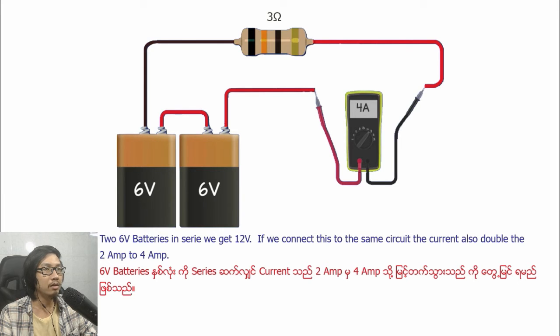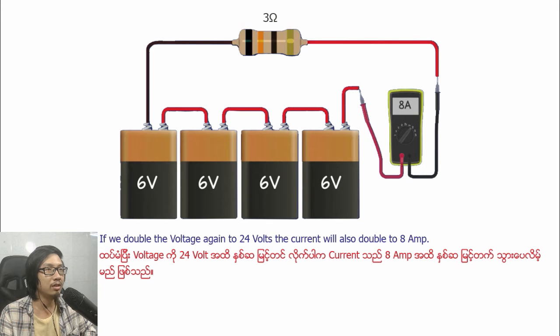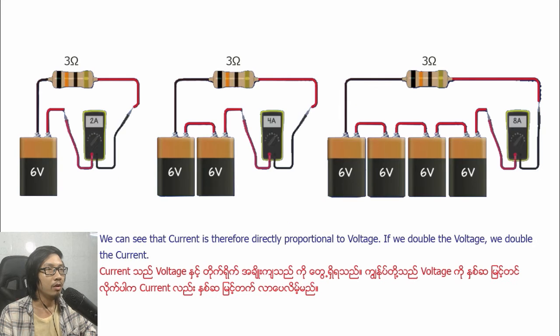If we connect this to the same circuit, the current also doubles from 2 ampere to 4 ampere. If we double the voltage again to 24 volt, the current will also double to 8 ampere. We can see that current is therefore directly proportional to voltage. If we double the voltage, we double the current.